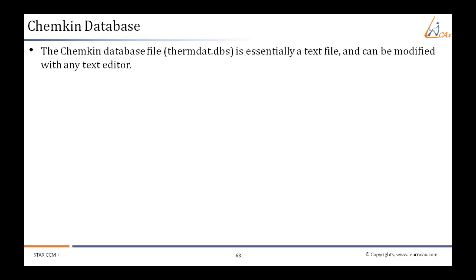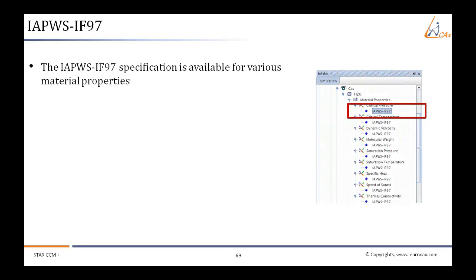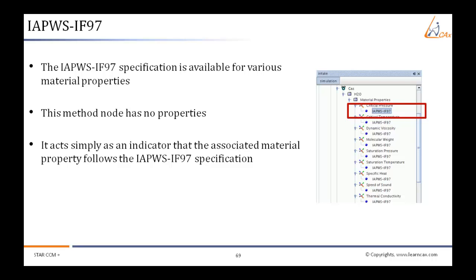The IAPWS IF97 specification is available for various material properties. This method node has no properties. It acts simply as an indicator that the associated material property follows the IAPWS IF97 specification.